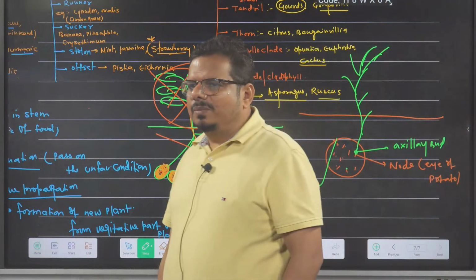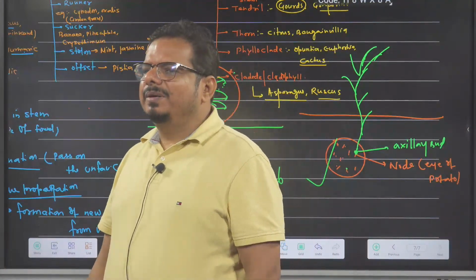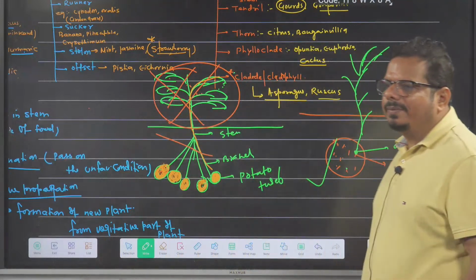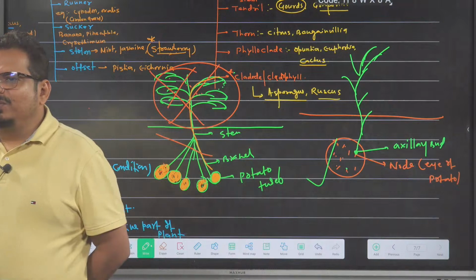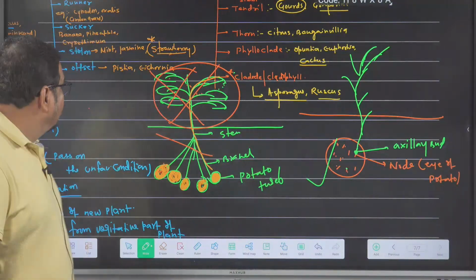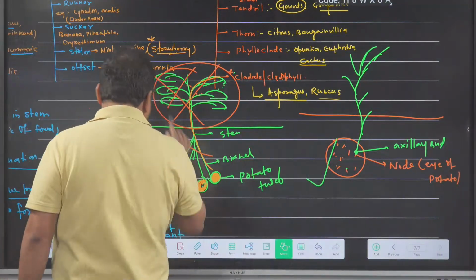So eye of potato is what? Basically nodes. From the node, what is arising? Axillary bud. Axillary bud gives rise to which one? New plant. Got the idea? Done? Is it over? Understand? So you got the reason why I told you this.